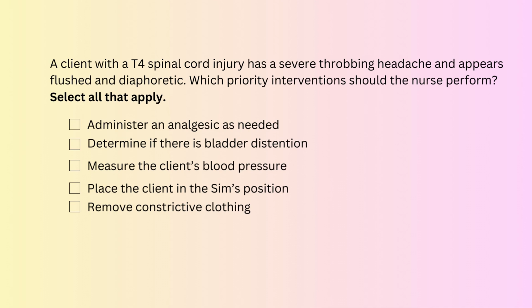B. Determine if there is bladder distension. C. Measure the client's blood pressure. D. Place the client in the SIMS position. E. Remove constrictive clothing. The correct answers are B, C, and E.